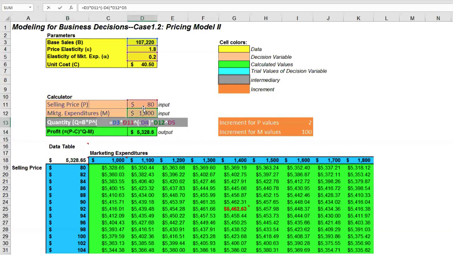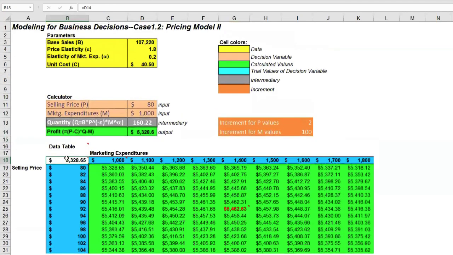Initial value B times D11, which is the price, to the order of negative D4, that will be the negative epsilon, times the marketing expenditure D12, to the order of D5. And we have the profit function specified in D14. D11 is the price, minus D6, which is the cost, times the quantity, and minus the marketing expenditure in D12.